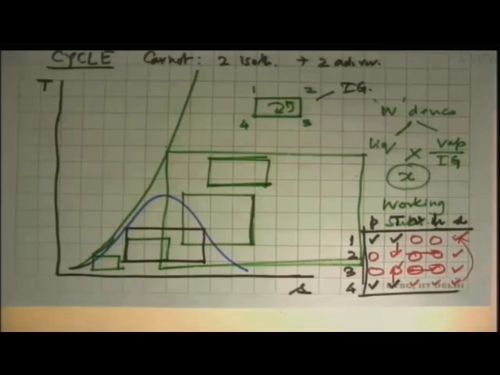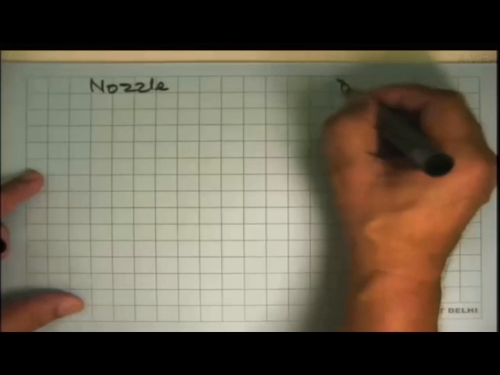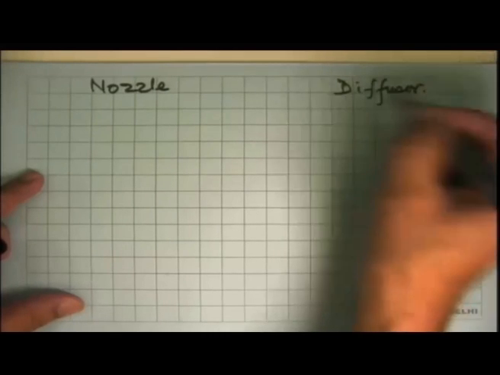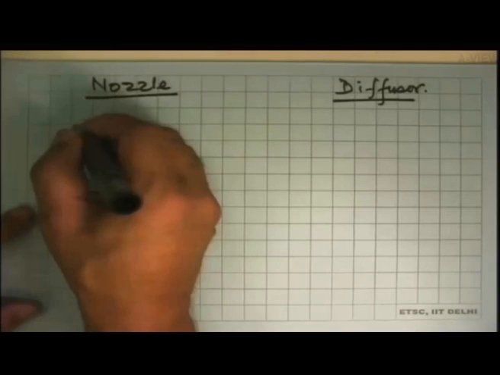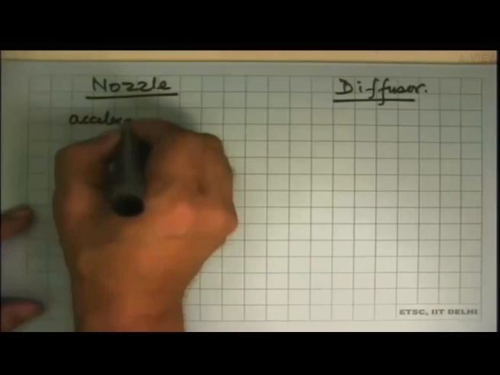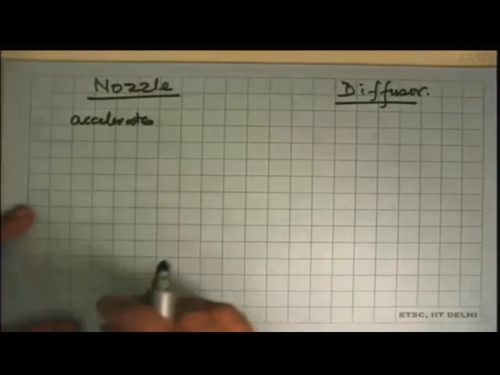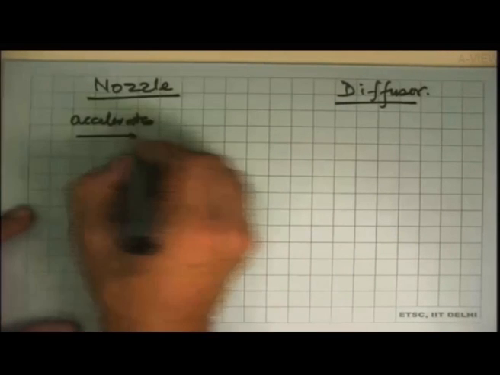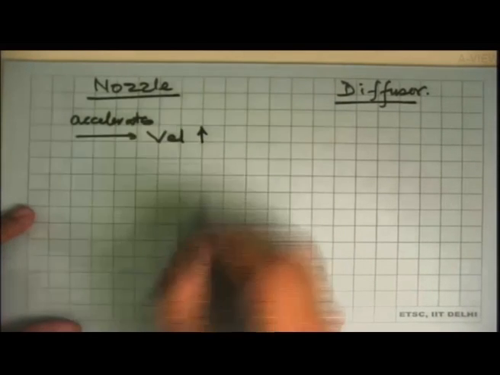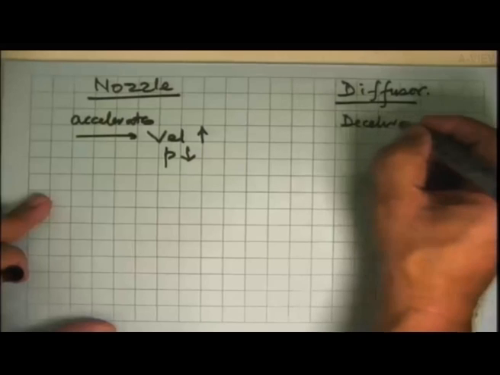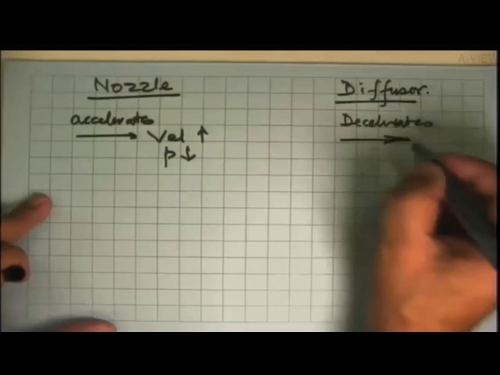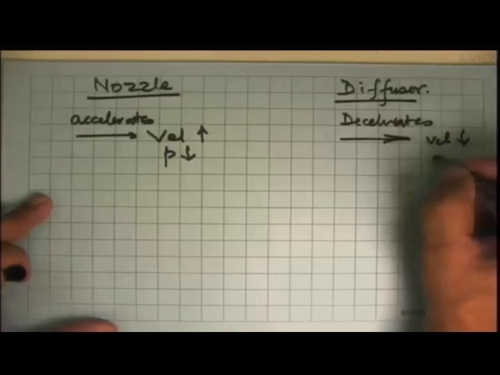Here's a question. Okay, what is the question between nozzle and diffuser? So there are two devices: a nozzle and a diffuser. Now, a nozzle is a device which accelerates a flow. That means in the direction of flow, the velocity increases and pressure decreases. The diffuser is exactly the opposite. It decelerates the flow. That means in the direction of flow, velocity will decrease and pressure will increase.